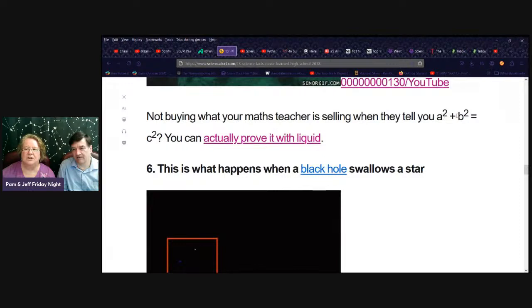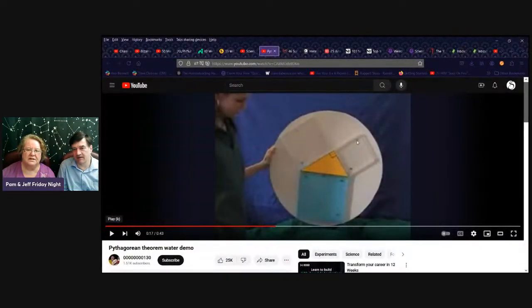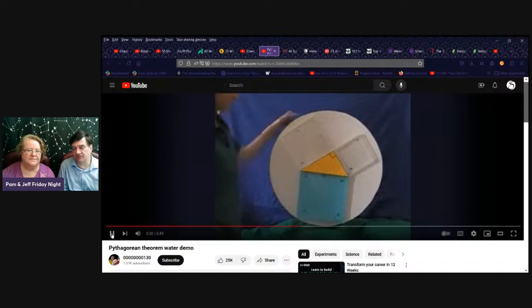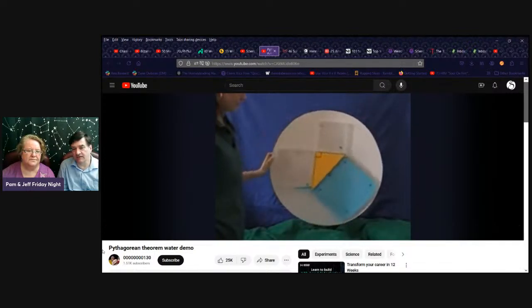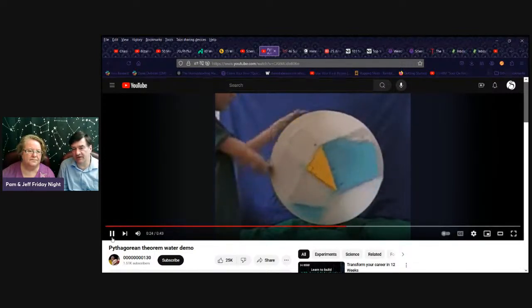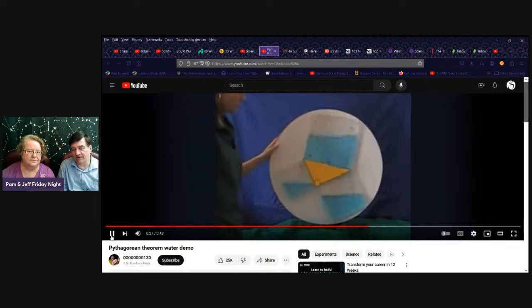Yeah, a squared plus b squared equals c squared. So that means that these two on the top are equal to this third one on the bottom. Basically, because those squares are the square of that length on the triangle. So if you take that length and square it, and then add them together, it equals the square of the hypotenuse. I think it's a really cool demo.